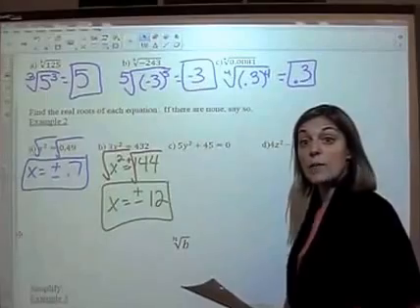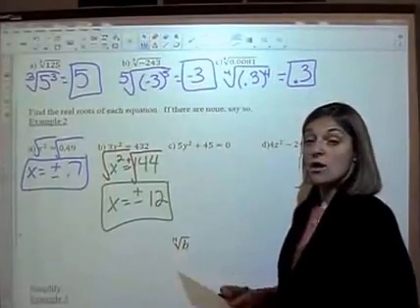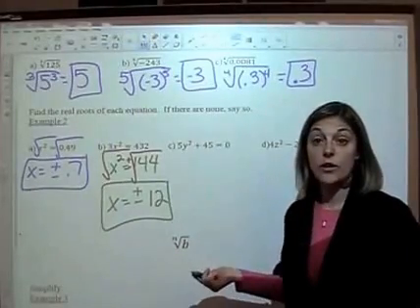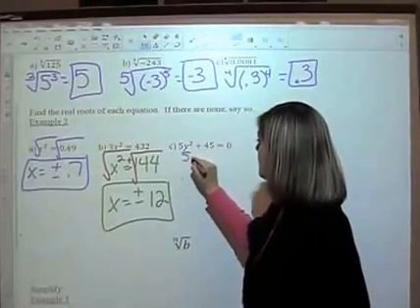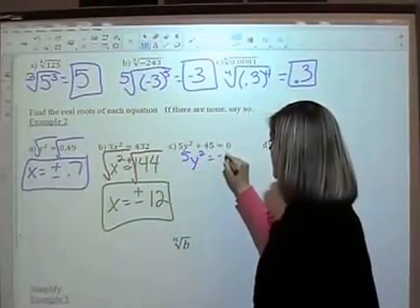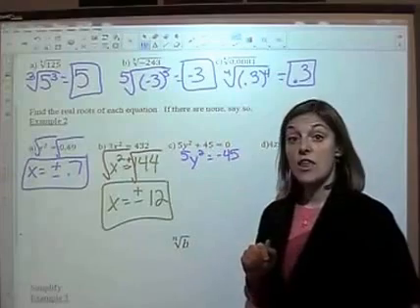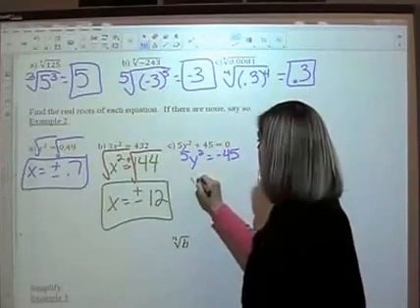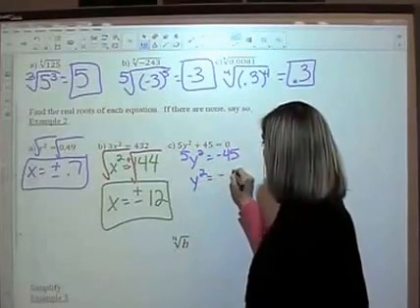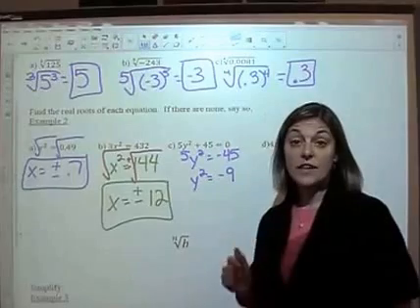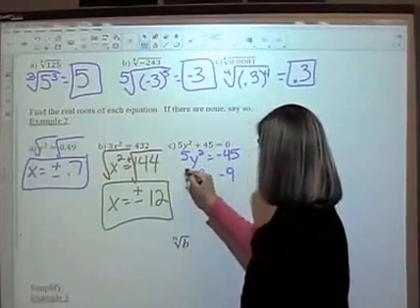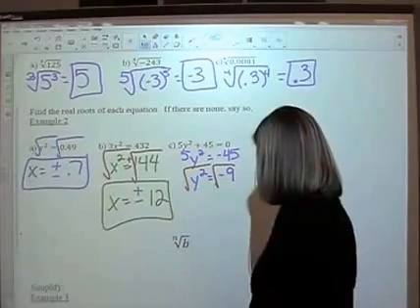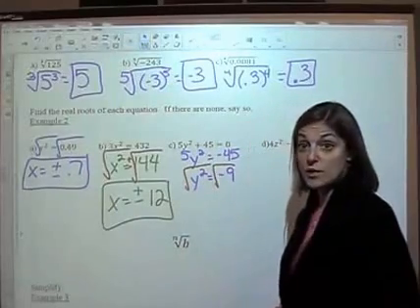Now let's take a look at part C. 5y squared plus 45 equals 0. First, we want to subtract the 45. Then we're going to divide by 5. And then finally, we'll take the square root. Don't forget your plus or minus.